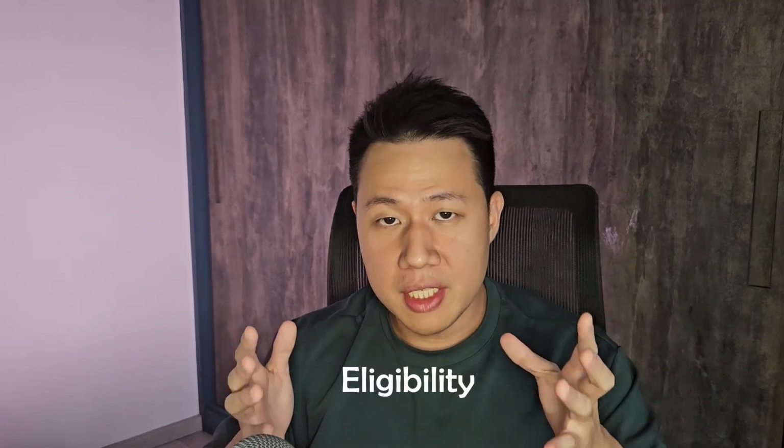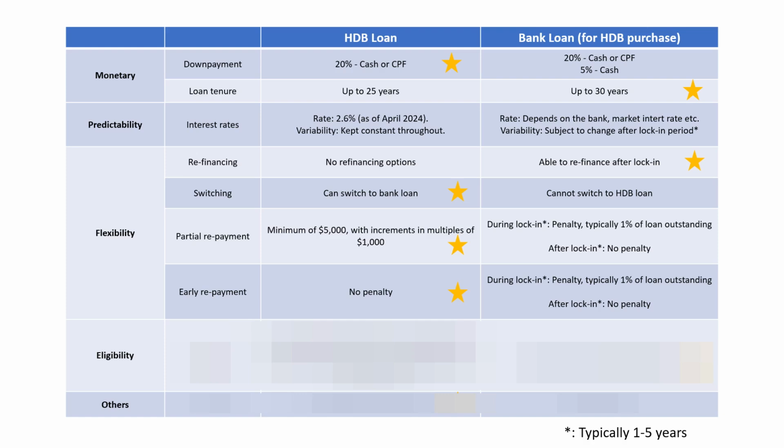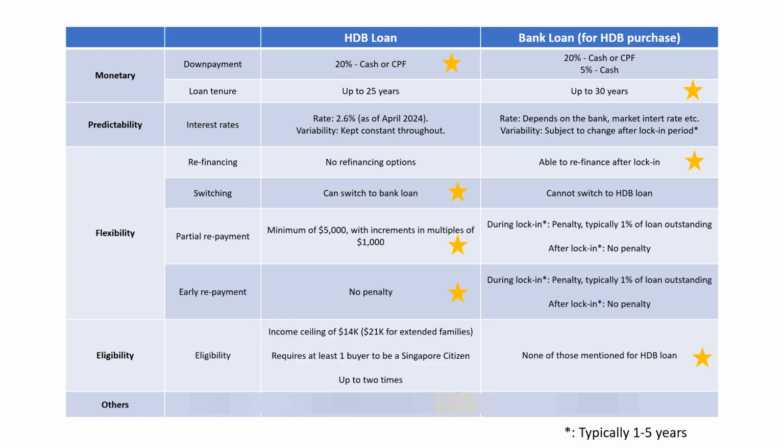In terms of eligibility, a HDB loan is slightly more stringent. It has an income ceiling of $14,000 per month and $21,000 for extended families. It requires at least one buyer to be a Singapore citizen, and you can only take a HDB loan up to 2 times in your life.